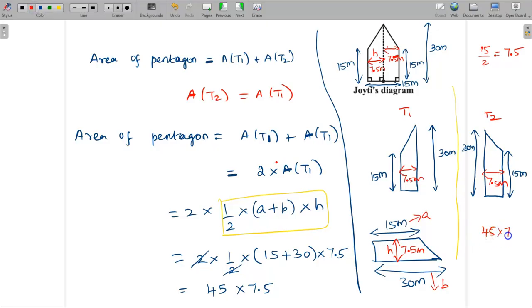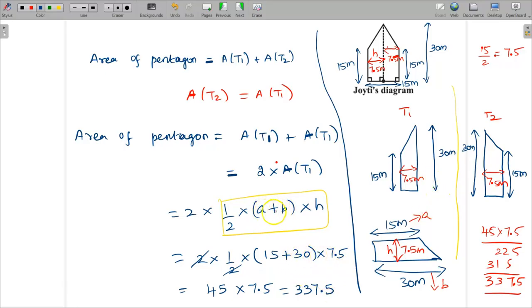So 45 into 7.5. So 5 5s are 25. Here it is 2. 5 4s are 20. 20 plus 2 it is 22. 7 5s are 35. Here 3. 7 4s are 28 plus 3 it is 31. So 5, 7, 3, 3. Since before one value you have a decimal point, so before one value I have to put the decimal point. So 45 into 7.5 it is what? 337.5.